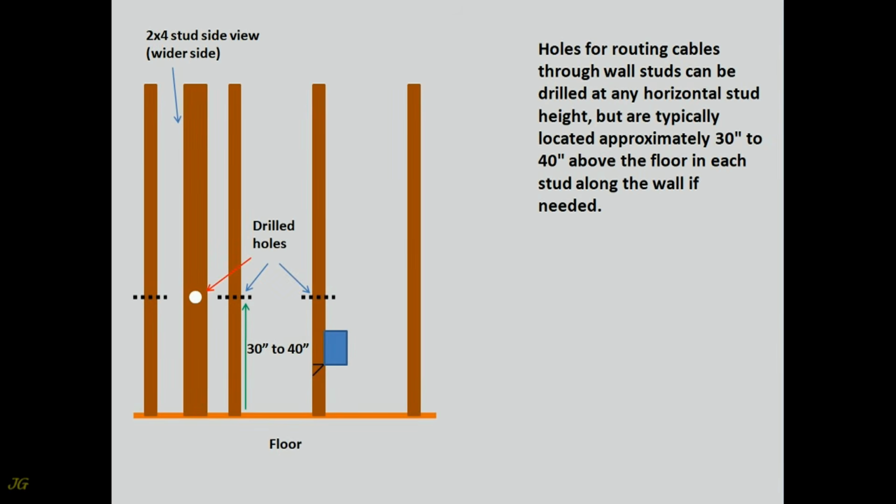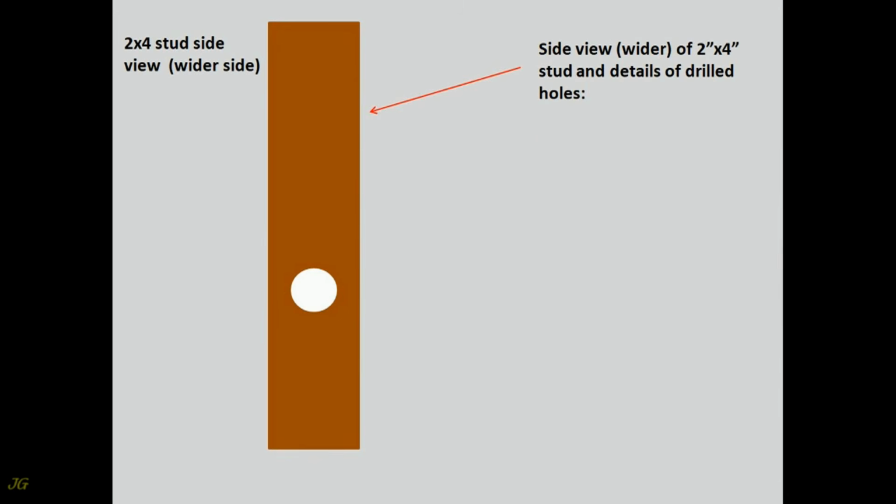Cable installation. Drilling holes. Holes for routing cables through wall studs can be drilled at any horizontal stud height, but are typically located approximately 30 inches to 40 inches above the floor in each stud along the wall if needed. Side view, wider, of a 2 inch by 4 inch stud and details of drilled holes.